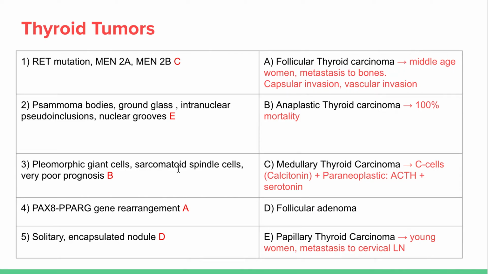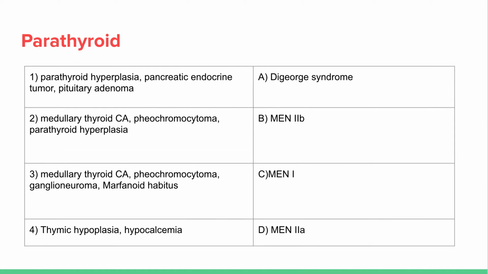There is the opposite. There is a solitary encapsulated nodule, which is benign, without any of that capsular or vascular invasion, and that's our follicular thyroid adenoma. So make sure you know the difference between follicular adenoma and the follicular carcinoma. Okay, moving on to parathyroid.